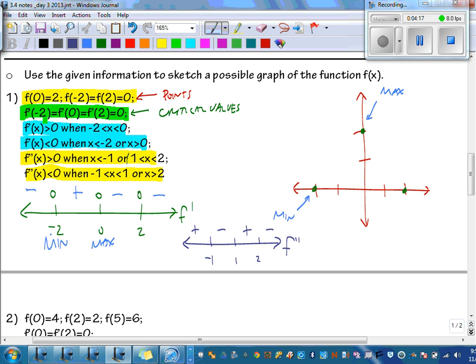So from this number line, we figure out when f of x is concave up or concave down. So the positive means it's going to be concave up, then concave down, then concave up, then concave down. And it also tells us the inflection points. Remember, inflection points occur when the second derivative changes. So each one of these is actually an inflection point.